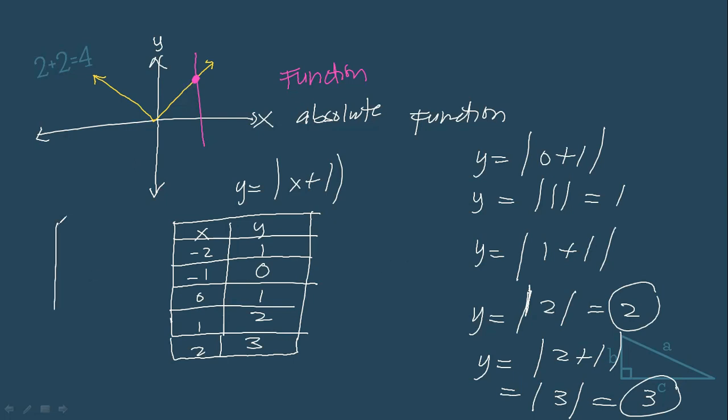Or gawa na lang tayo ng another graph. If this is the 0, this is the 1, 2, 3. So this is negative 1, negative 2, negative 3, then 1, 2. So ito po, 1. So ibig sabihin po, kay negative 2 daw po, 1. So ibig sabihin ito po yan. Kay negative 1, 0. Palit tayo ng color.